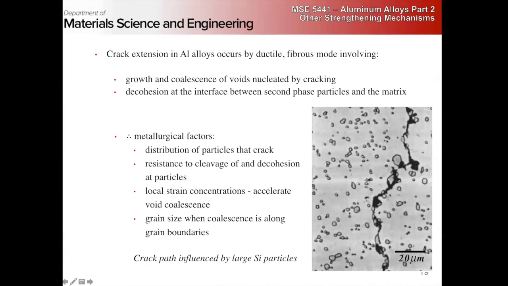So we have to consider the distribution of particles that can crack, the resistance to cleavage and decohesion, local strain concentrations that are going to potentially accelerate void coalescence, right? And then grain size, when cracking, are these coalescences along the grain boundaries.